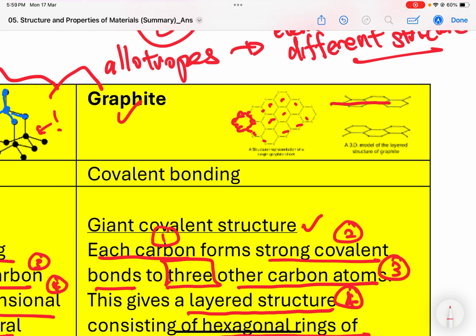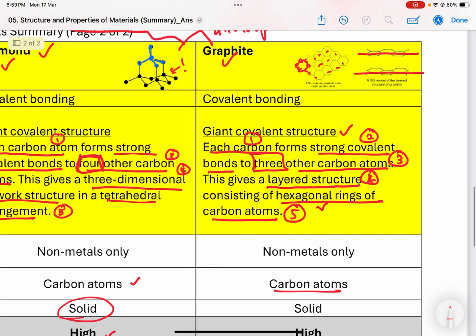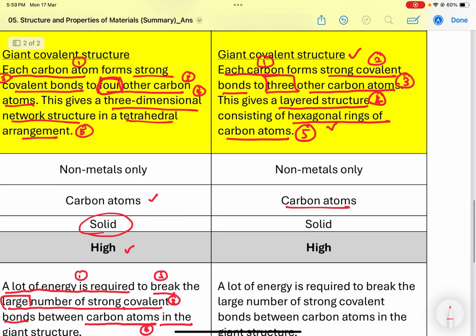So this is one layer of graphite. This is another layer. Okay? So this one is a layered structure. Okay? So now, in terms of melting and boiling point, once again, it is high.